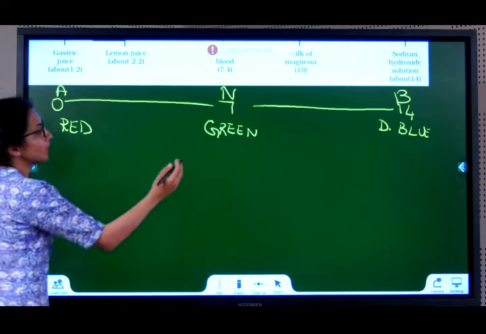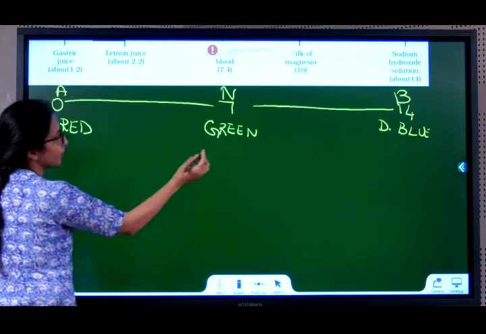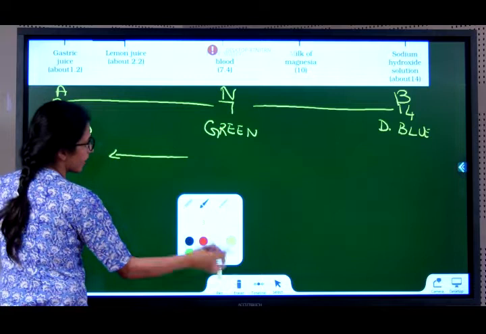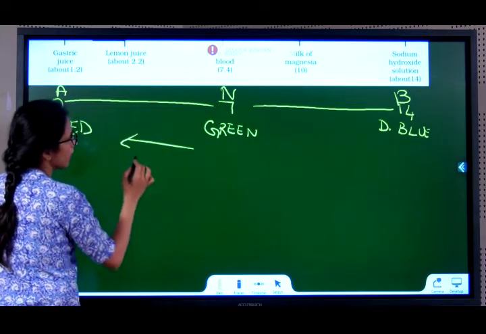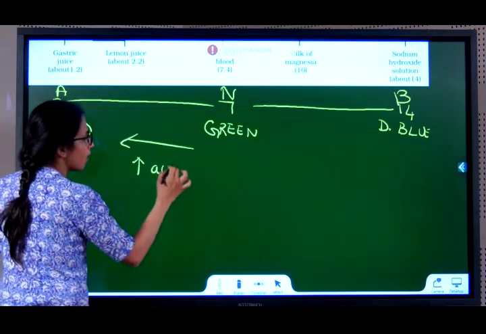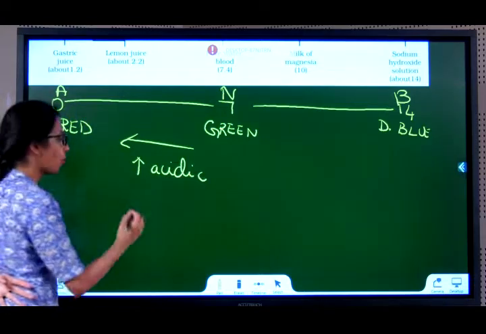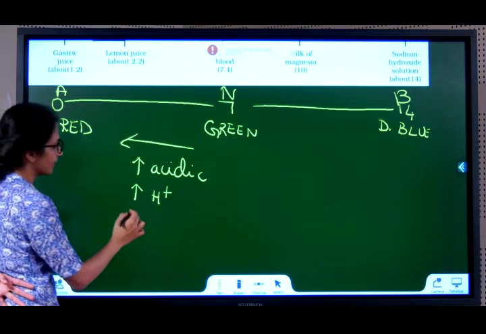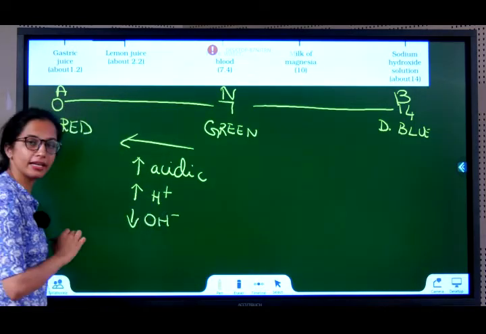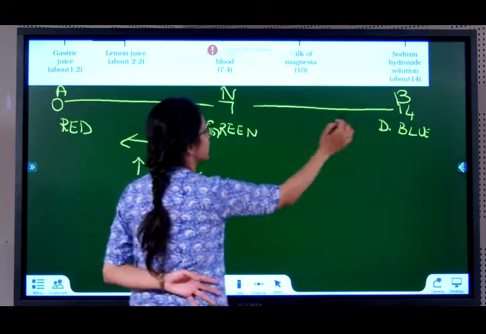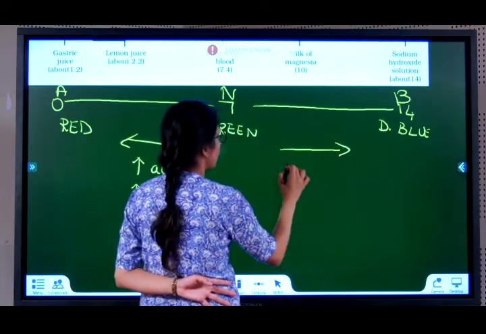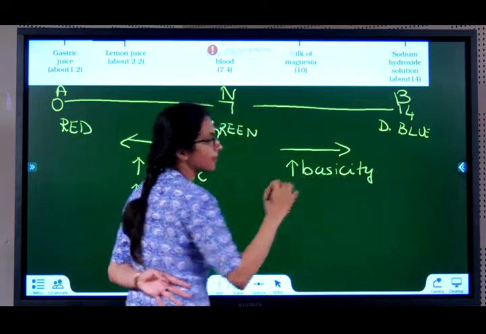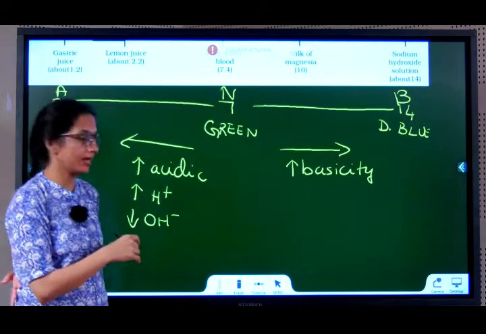So if I am moving from 7 to 0, what is happening? It is becoming more acidic. More acidic means what? More H plus ions. More H plus ions means there are less OH minus ions. Agreed? Yes. If I am moving from 7 to 14, then the basicity is increasing. Acidity is decreasing. So the acidic nature will be decreasing.